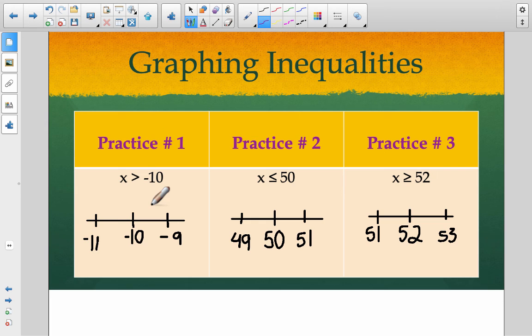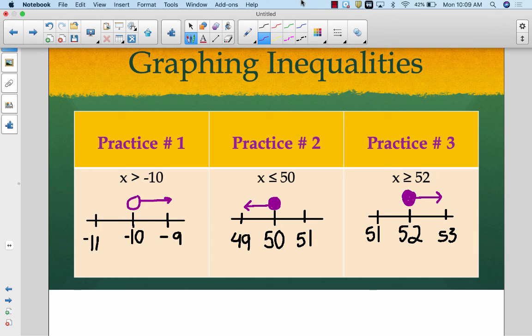Alright, so for x is greater than negative 10, we have an open circle, and your arrow goes to the right. X is less than or equal to 50. It's also equal to 50, so you're coloring that circle in, and we're going to the left. X is greater than or equal to 52. We're coloring the circle in because it's equal to, and we go to the right. That finishes up how to write inequalities and also how to graph inequalities.